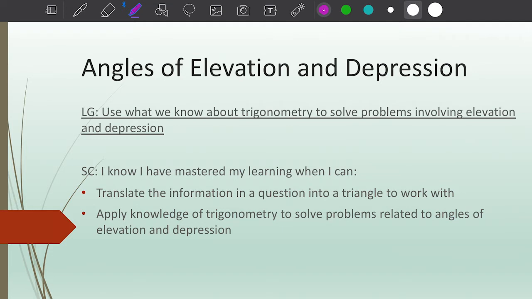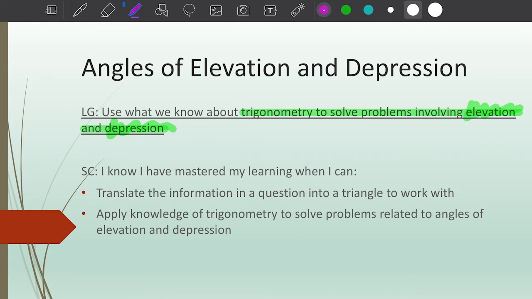This time we're going to be looking at something called angles of elevation and depression. Basically, this is another way we can apply our knowledge of trigonometry to solve practical problems. They're just sort of housed in this disguise of these new words, angles of elevation and angles of depression.